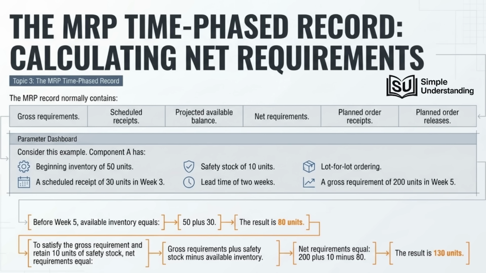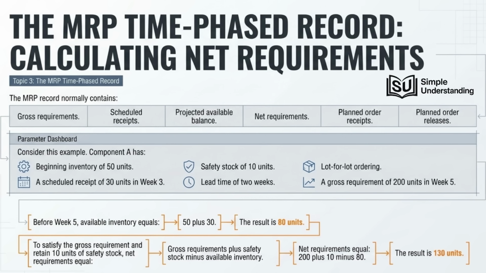Topic 3. The MRP time-phased record. The MRP record normally contains gross requirements, scheduled receipts, projected available balance, net requirements, planned order receipts, planned order releases, action messages. Consider this example. Component A has a beginning inventory of 50 units, a scheduled receipt of 30 units in week 3, safety stock of 10 units, lead time of 2 weeks, lot-for-lot ordering, a gross requirement of 200 units in week 5.